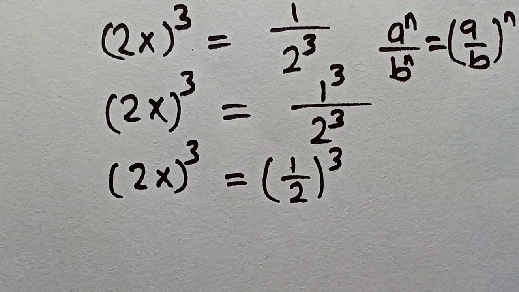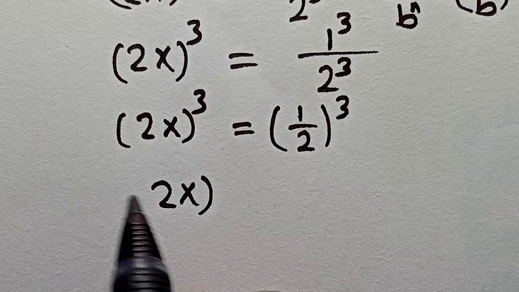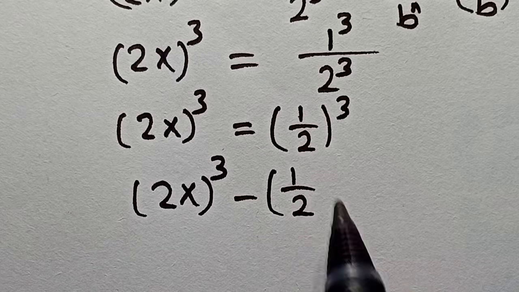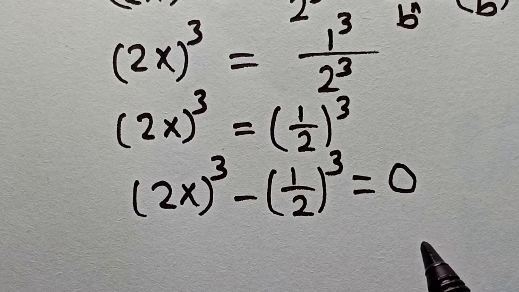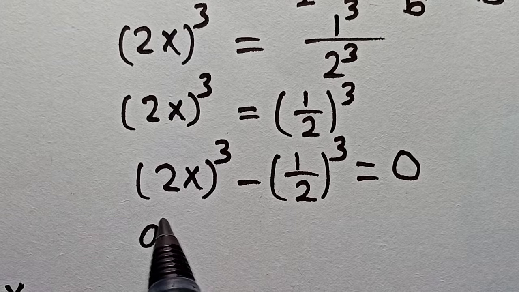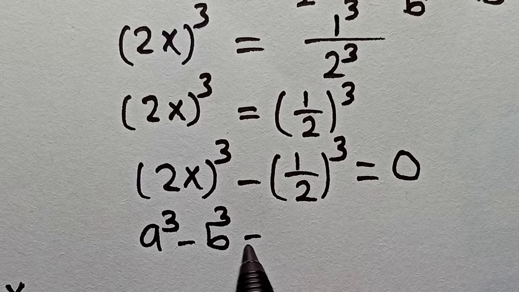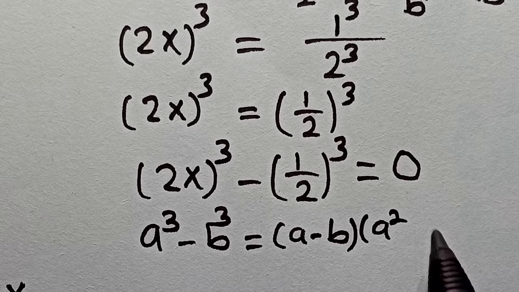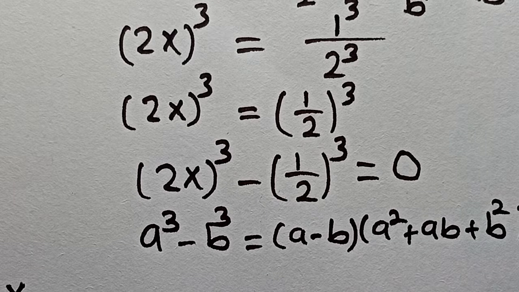By taking this one here, we are going to have (2x)^3 minus (1/2)^3, and then we set this equal to 0. Then let us now recall that a^3 minus b^3 equals (a minus b) times (a squared plus ab plus b squared).